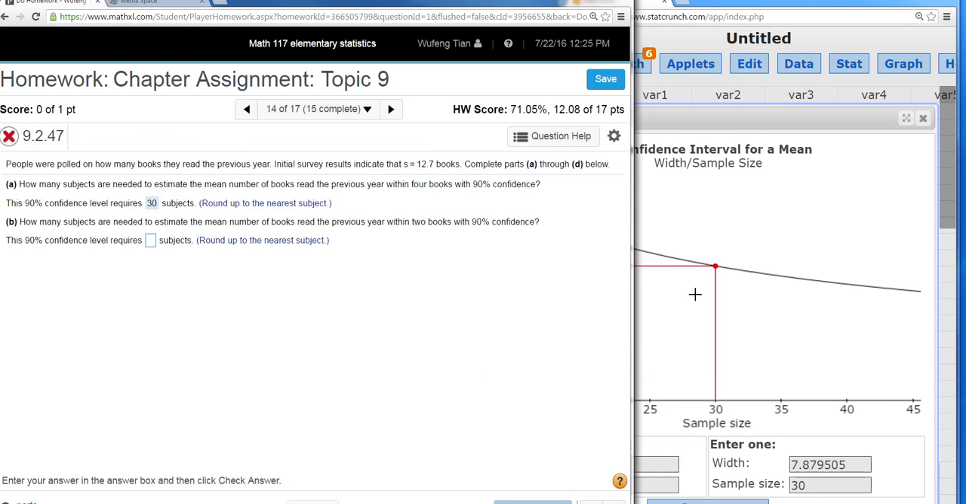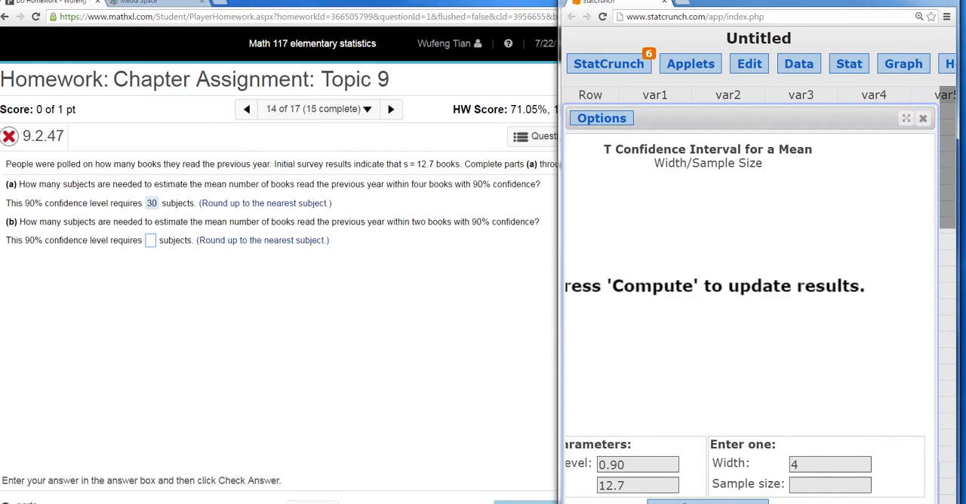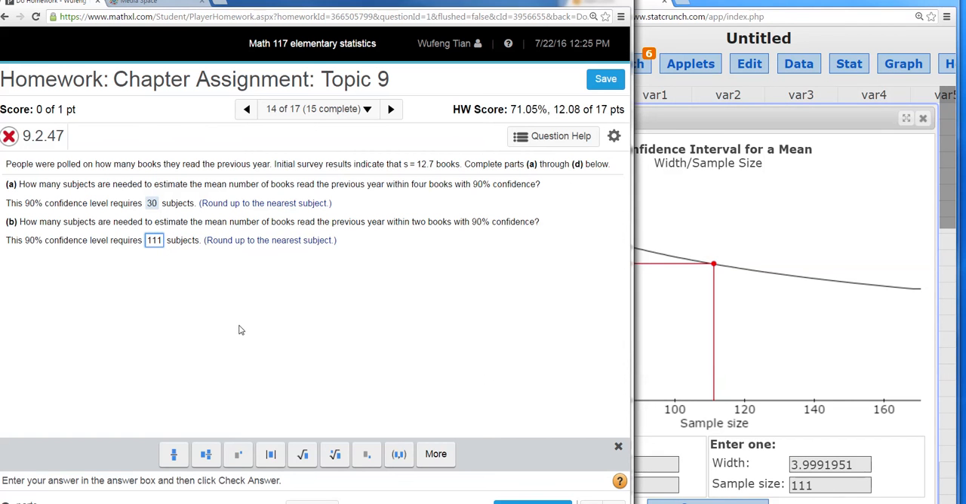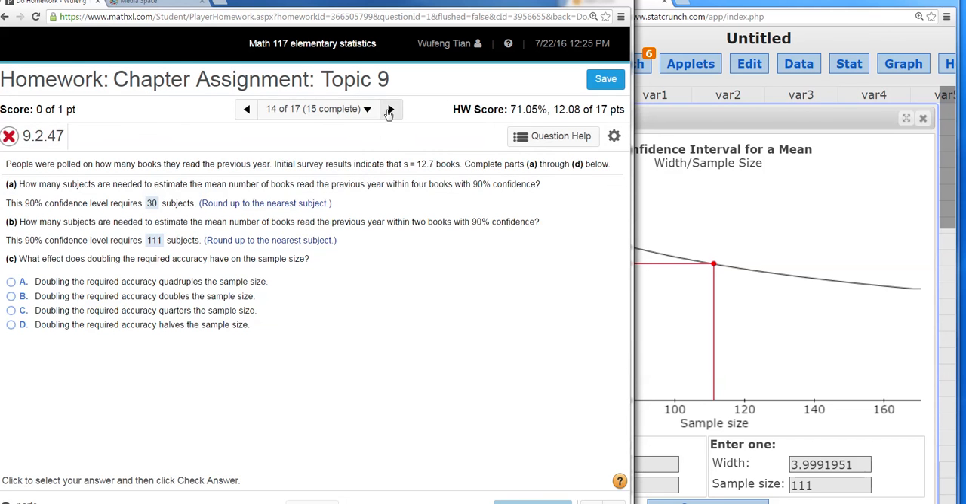Okay, so you can do exactly the same thing for part B. So, estimate the mean value within 4 books. The previous one was within 2 books, so you change that into 4, and the computed sample size is 111. Okay, you figure out the rest by yourself.